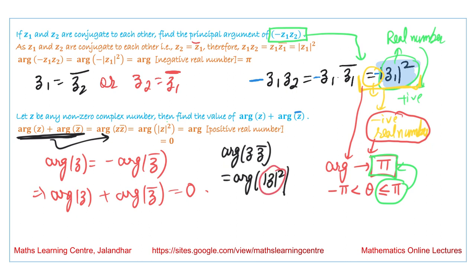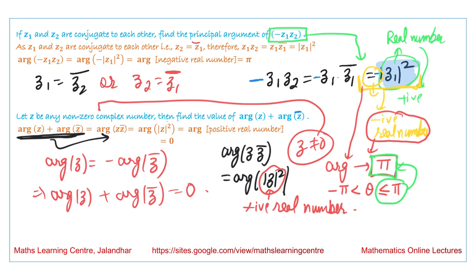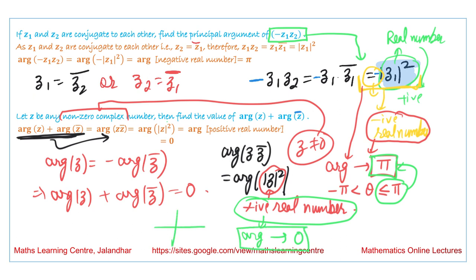Now this mod of z square is a positive real number for z not equal to 0, because z is given to be a non-zero complex number. So it is a positive real number, and for positive real numbers the value of argument is always 0. This thing we have already seen: if we plot the positive real numbers, they will lie on the positive side of the real axis, and the value of theta over here is equal to 0. That is, the argument of these numbers is equal to 0.